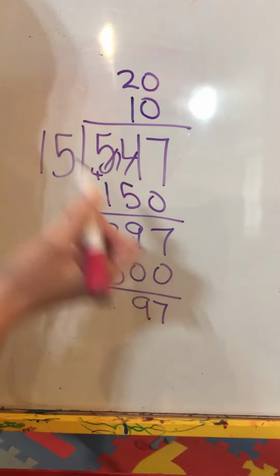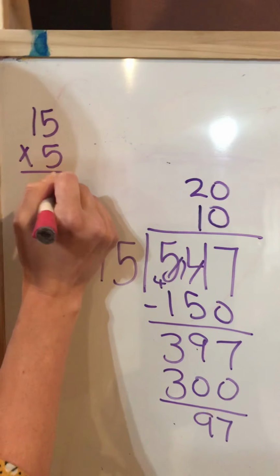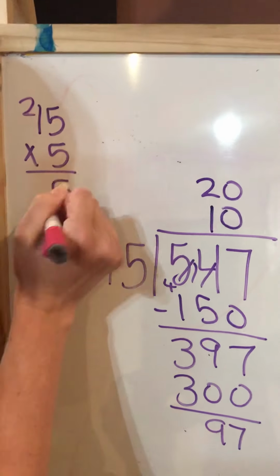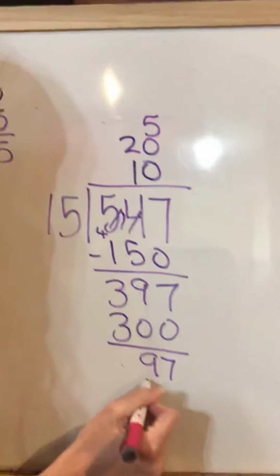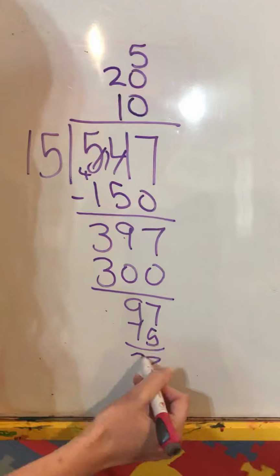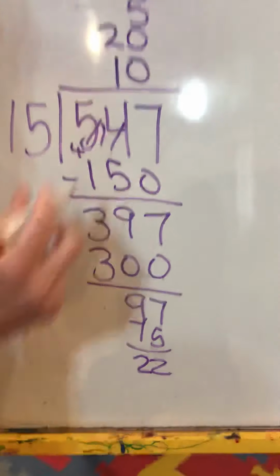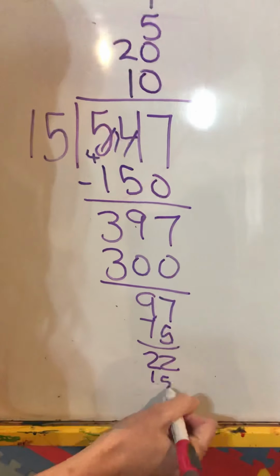So I could maybe half that. And out to the side, I could do 15 times 5. And so if I multiply that out, that's going to be 75. So I'm going to make a group of 5. And then that gives me 22 left over. So I have enough. I can still make another group, since 1 times 15 would be 15.